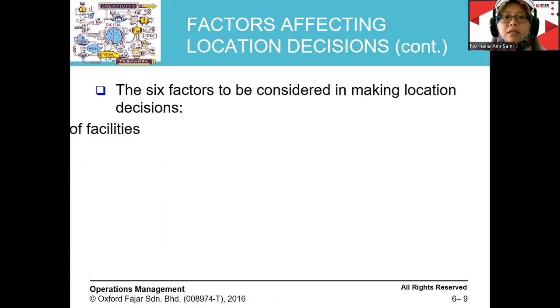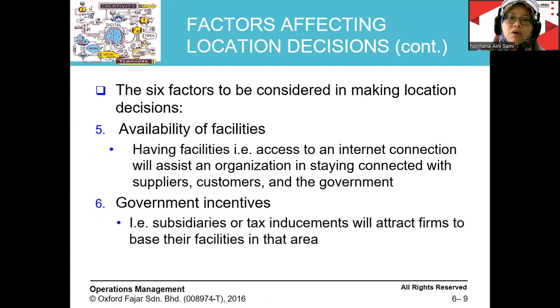All right, next, number 5, the availability of facilities. Having facilities, for example access to an internet connection, will help the organization stay connected with suppliers, customers, and also the government. When choosing a location to run a business, you also need to consider the facilities provided for you, for example the internet connection. Nowadays most of our business is online, and our transactions depend on the internet, so the internet connection must be very good.